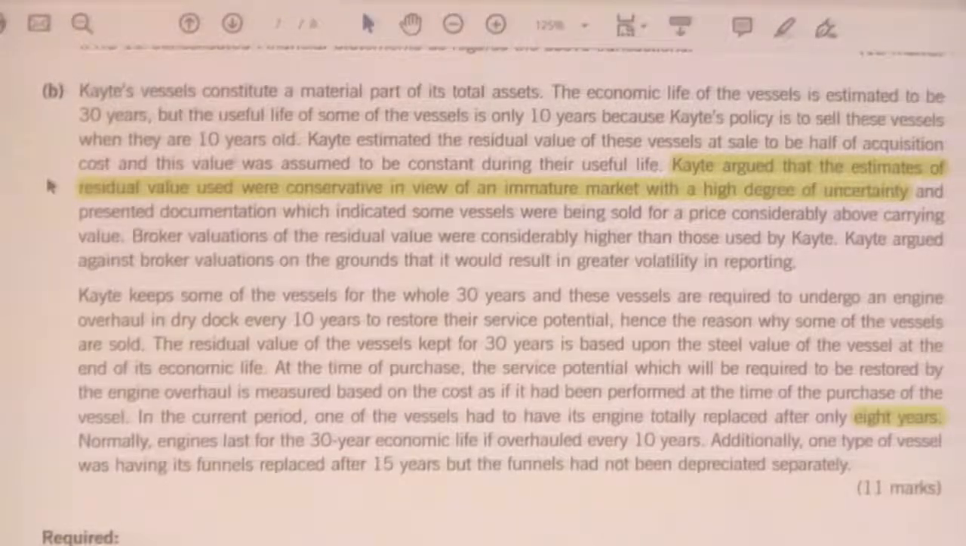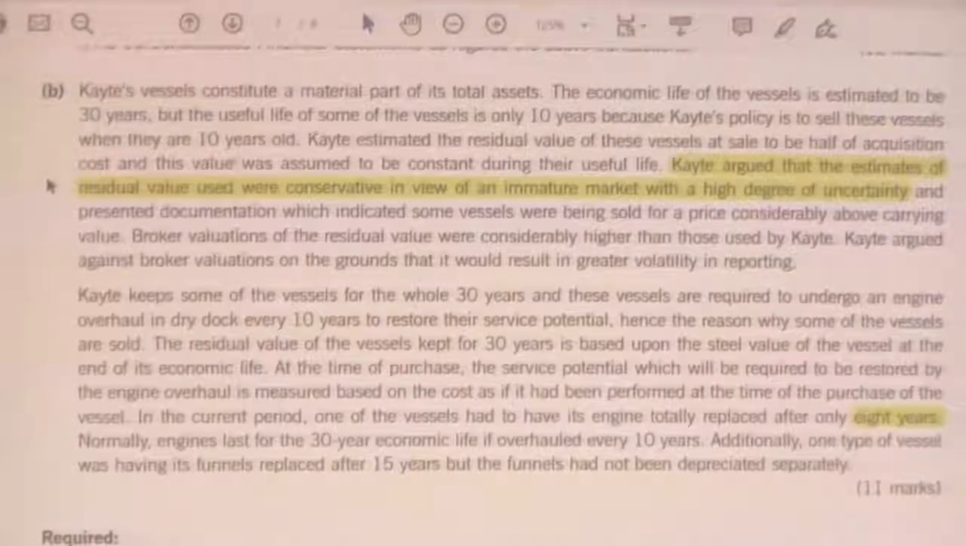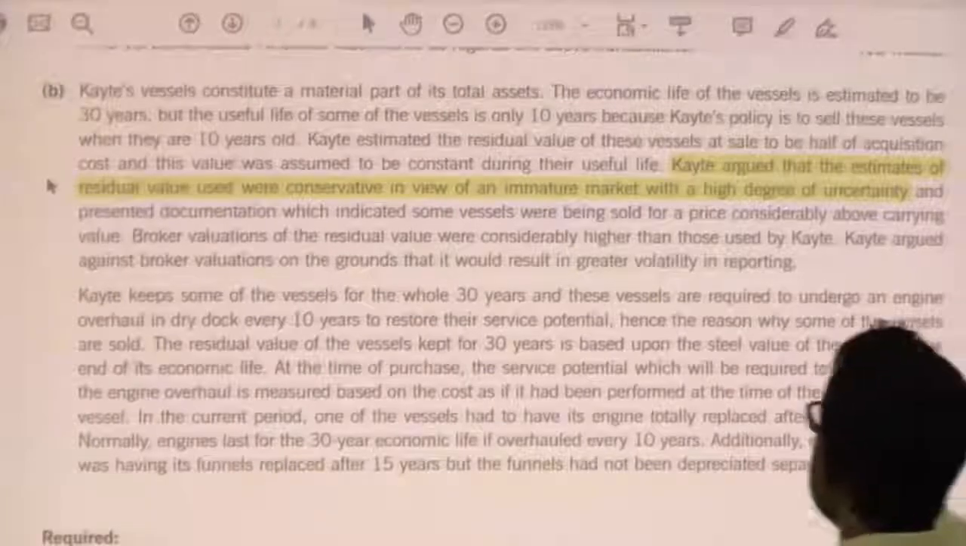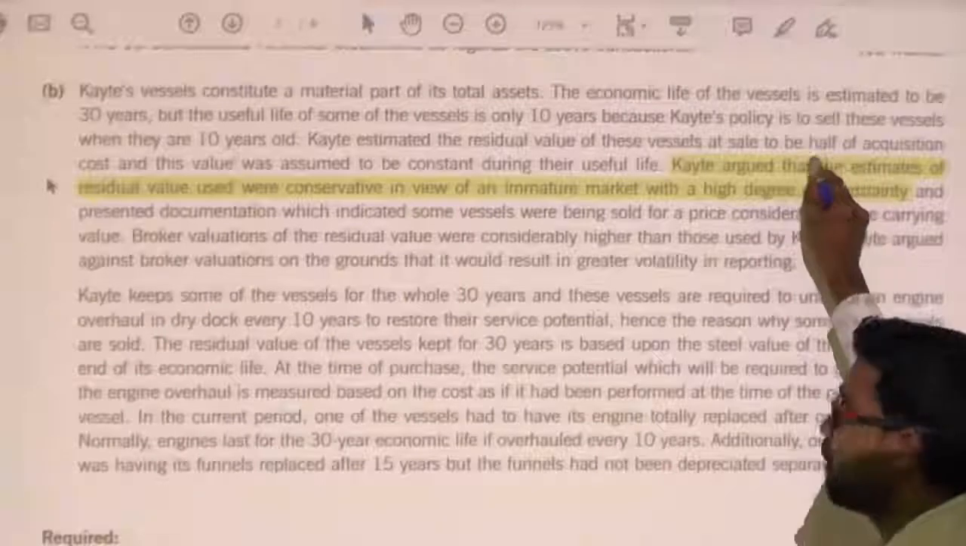Accordingly, one type of vessel was having its funnel replaced after 15 years, but the funnel had not been depreciated separately. It's a major replacement. Why have they not depreciated it separately? Those things you have to discuss. First thing, residual value. Here, can you estimate the residual value by taking half of this?